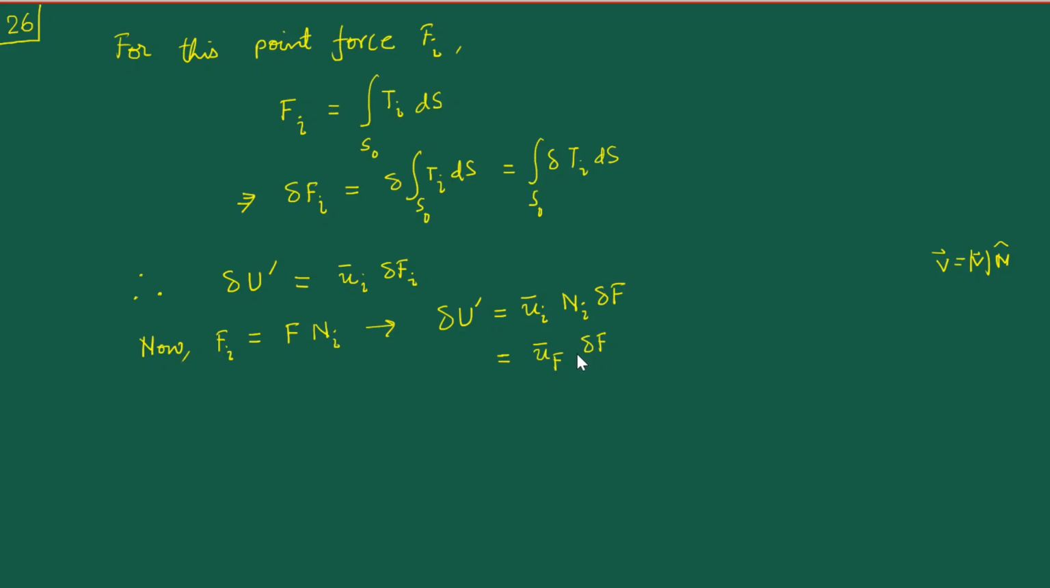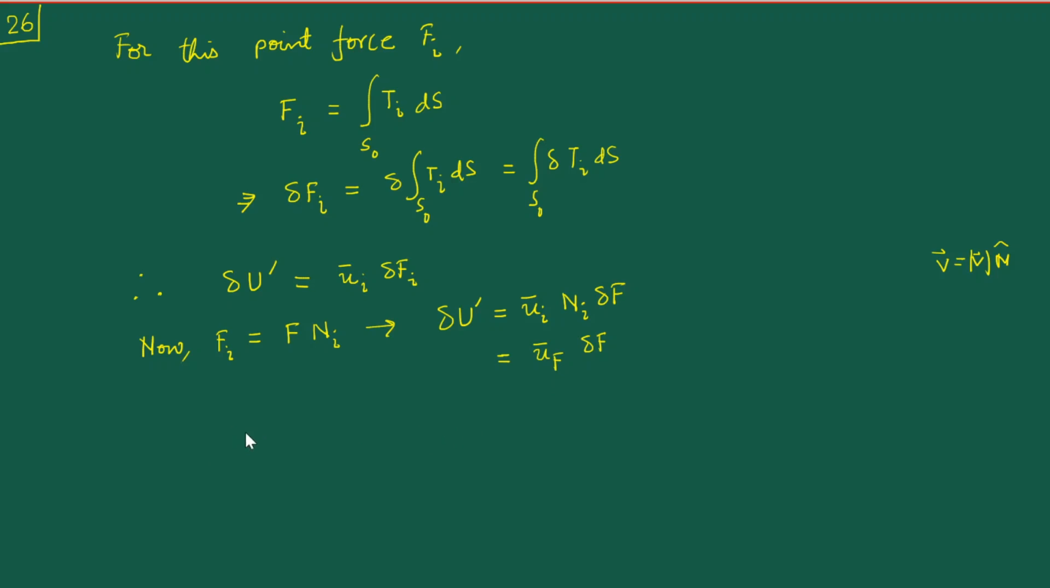Okay, so pause for a moment here and think about what I just said. This is the crucial statement. The rest of it is just mathematical jugglery to arrive at the final statement, but this is the heart and soul of this theorem. So delta u dash, we have managed to write it as a product of two things. First is this displacement vector at a point within the S naught, but its component taken in a direction along the applied point force, multiplied by this first variation of the magnitude of that point force.